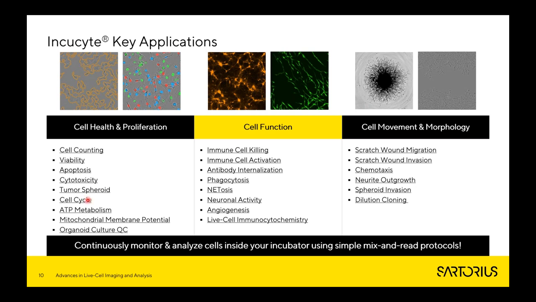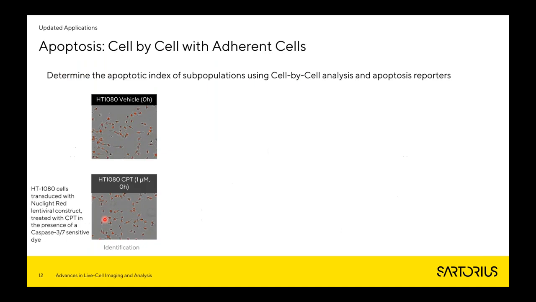So today I'm going to start by talking about a slightly older application, which is apoptosis, but with a new twist. Apoptosis is an assay that we've run on the IncuSight for a large number of years. However, we can now use our new cell-by-cell analysis module to get even more information into this dynamic process. In this assay, we have HT1080 fibrosarcoma cells. These have been transduced to express a red nuclear protein, and they've been cultured in the presence of a caspase-3 sensitive dye, which is then going to give us a read when the cells begin to undergo apoptosis.